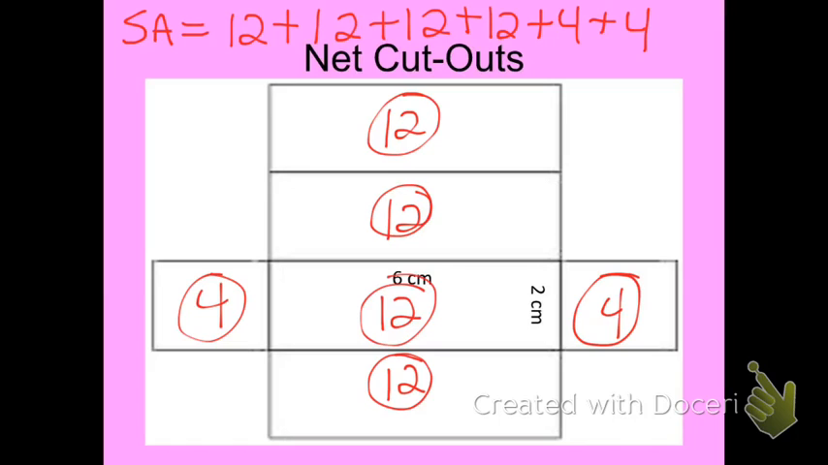Now, you can add these in any order that you want to, as Daniel just said. Could you just multiply 12 by 4? Absolutely. And then you can multiply 4 by 2, and you can add all that together. So somebody find the solution to adding all of that together and raise your hand.